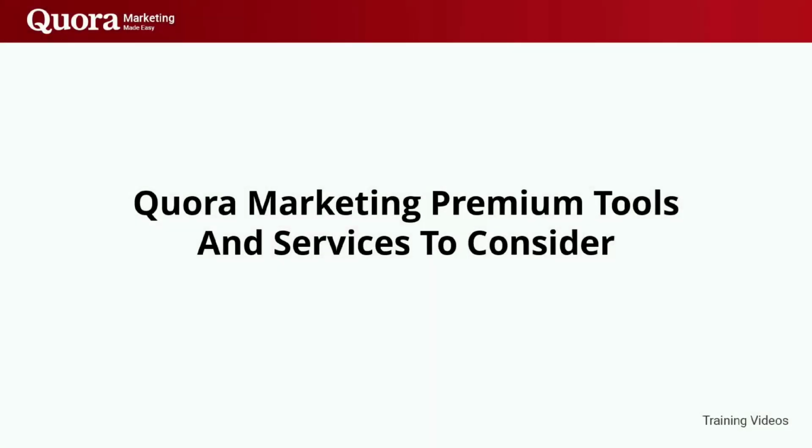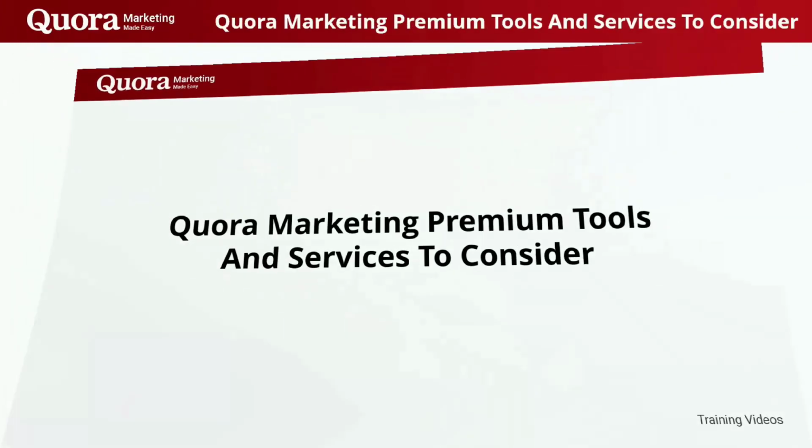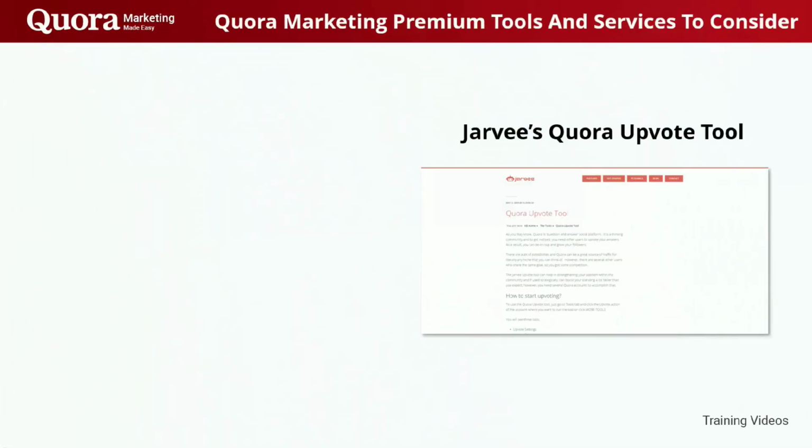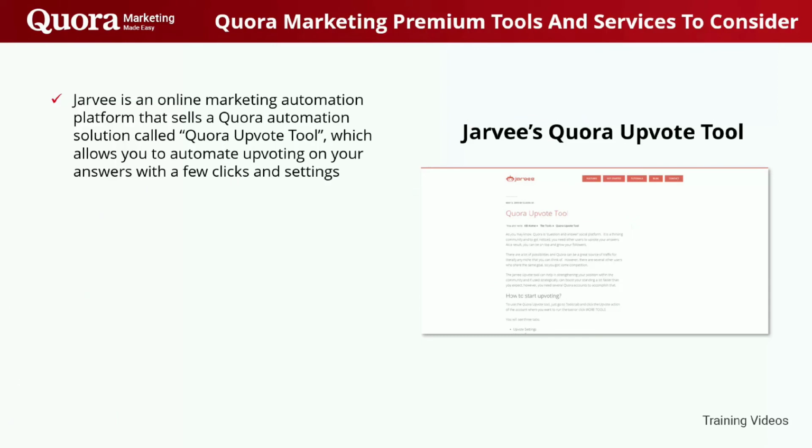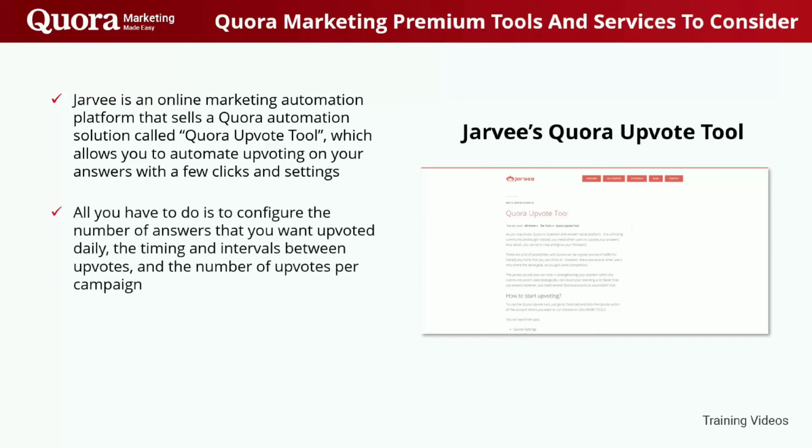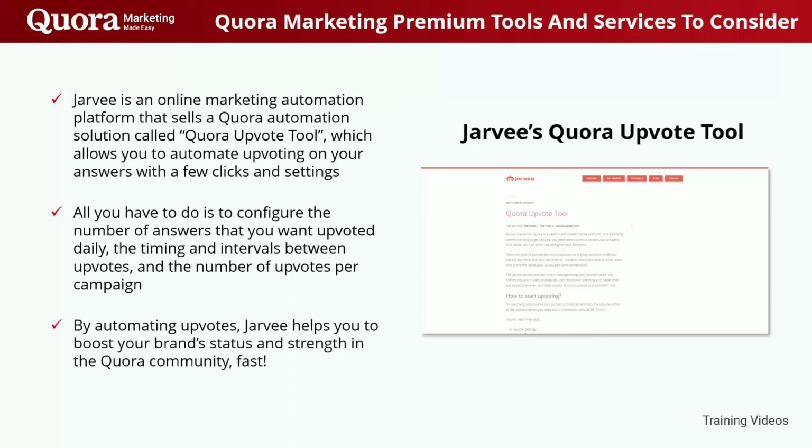Quora Marketing Premium Tools and Services to Consider. Jarvie's Quora Upvote Tool. Jarvie is an online marketing automation platform that sells a Quora automation solution called Quora Upvote Tool, which allows you to automate upvoting on your answers with a few clicks and settings. All you have to do is to configure the number of answers that you want upvoted daily, the timing and intervals between upvotes, and the number of upvotes per campaign. By automating upvotes, Jarvie helps you to boost your brand status and strength in the Quora community.